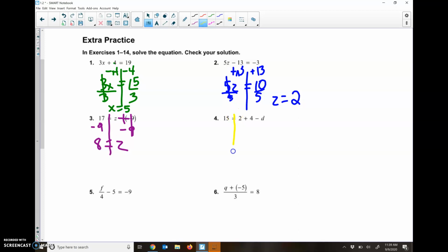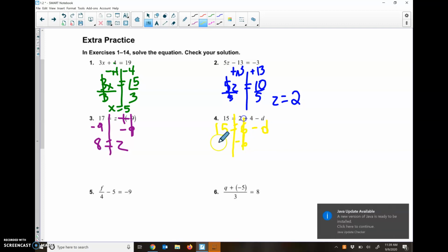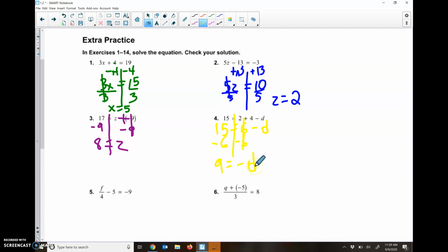Here, I got something to simplify on this right side here. I have a 2 plus 4, so 6 minus d equals 15. So it's a plus 6, so I'm going to end up minusing 6 from both sides. And then I have 9 equals a negative d. So this might be a little tricky because remember, we're just solving for the variable. This has a negative d, so we need to get rid of that negative sign. So remember, that's really like a negative 1 out in front. So that means I'm going to divide by negative 1. So 9 divided by negative 1 is negative 9. Now it equals a positive d.